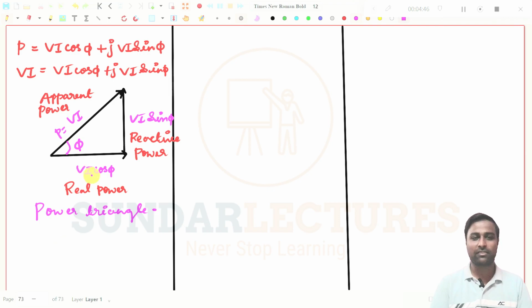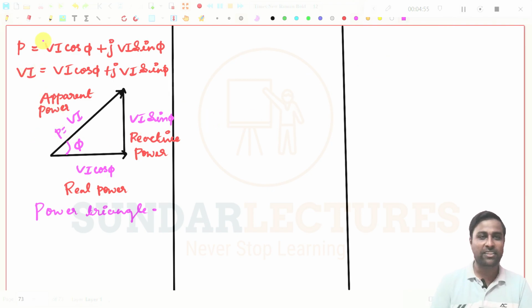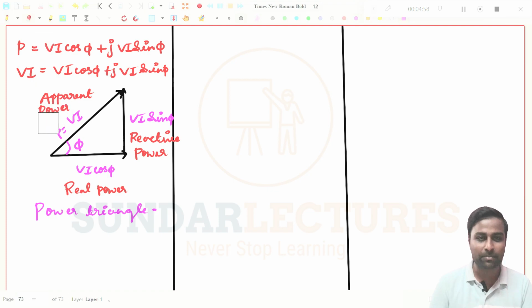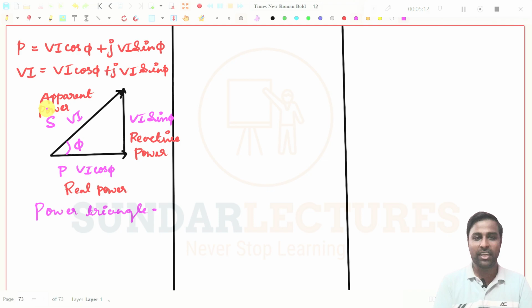That means P is equal to VI cos phi plus j VI sin phi, right? So in general, this will not be called P anyhow. I have written this one as P, but you try to understand. In general, apparent power is denoted by the term S, real power is denoted by the term P, and reactive power is denoted by the term Q. So I will write here. So it is easy now.